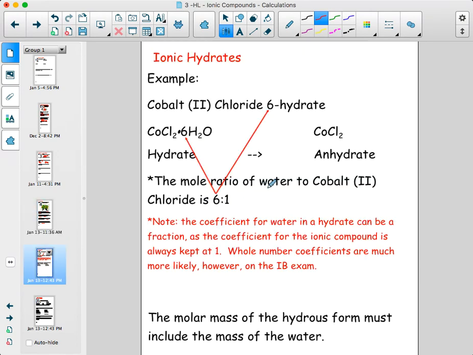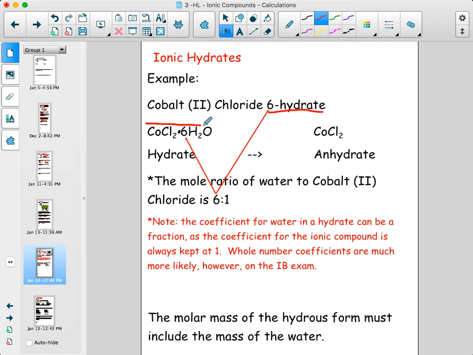So for example, cobalt(II) chloride hexahydrate is an example of an ionic hydrate. Cobalt(II) chloride is the ionic compound, and the fact that it's named hexahydrate means that for every cobalt chloride, there are actually 6 water molecules attached in that crystal lattice. So the mole ratio is that there are 6 moles of water for every 1 mole of cobalt chloride.